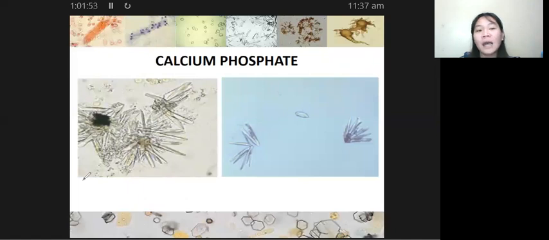So ano ito, class? Anong form ng calcium phosphate to? Monobasic or dibasic? Okay, very good. So we have your dibasic. Kasi kung titignan mo, merong thin prisms and they are arranged in rosette forms. 'Di ba pag sinabi mo class na rosette, para siyang bulaklak. Basta pag na-encounter nyo yung term na rosette, ibig sabihin the appearance is flower-like.